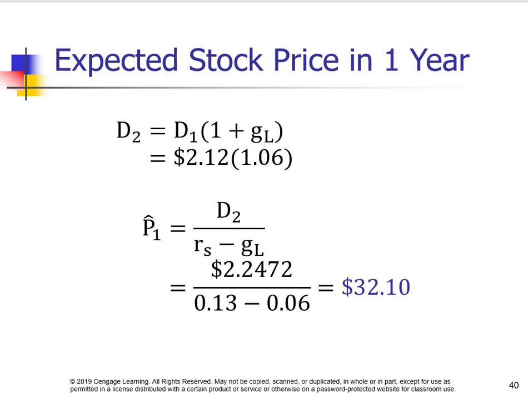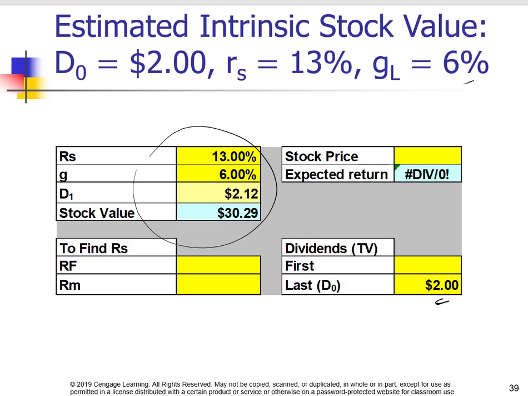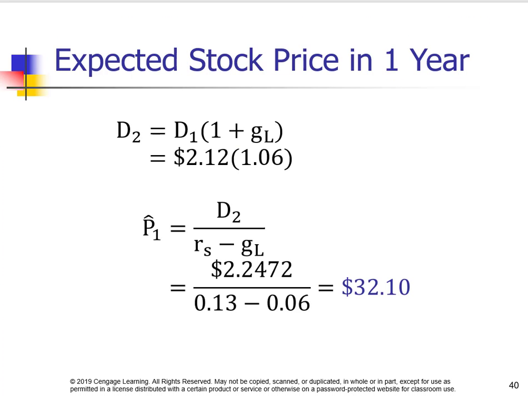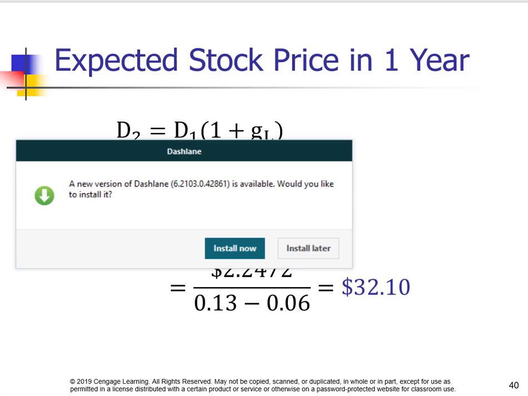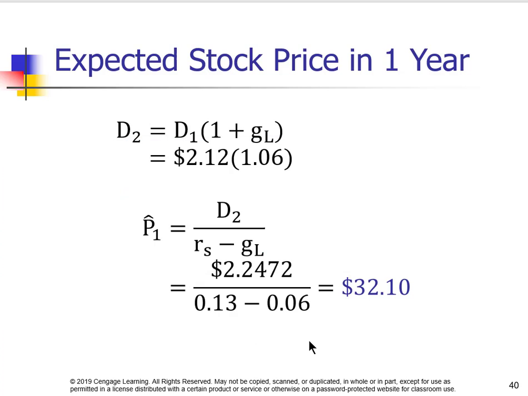Next year, we expect the stock price to be $32.10. So this year was $30.29. In the next year, we expect it to grow by a little bit over close to $2. So now you can see that we have a way that you can predict prices moving forward.